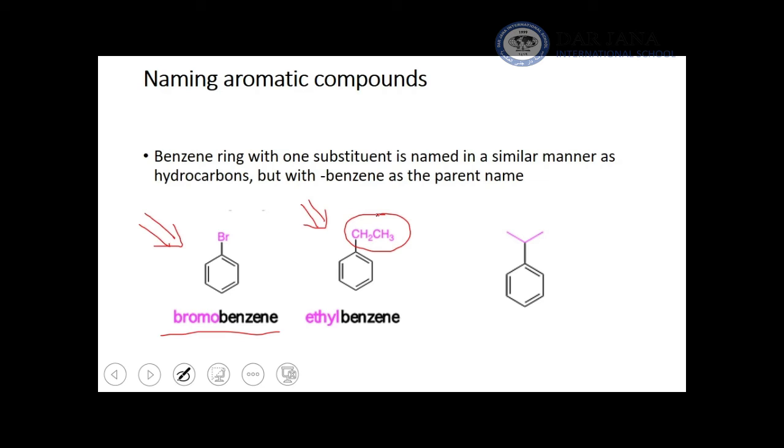The second molecule, there is an ethyl group on this benzene ring, so the name of this molecule is ethylbenzene. The last one, this alkyl group is called isopropyl. So this molecule is called isopropylbenzene.